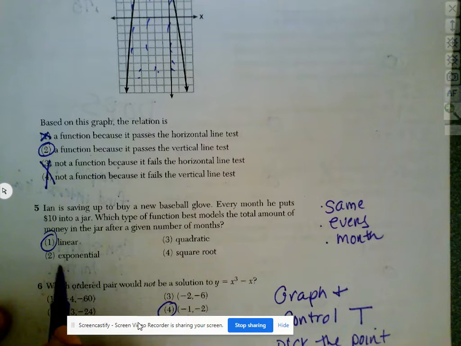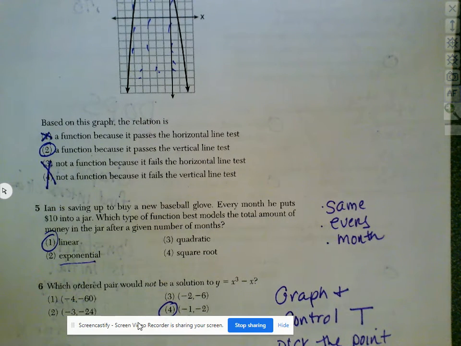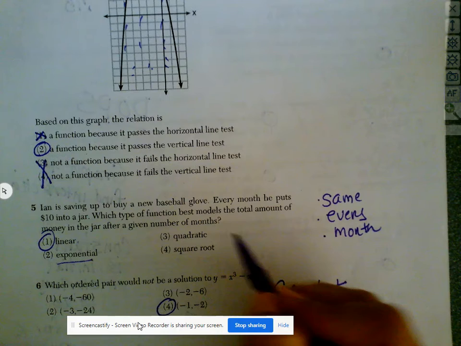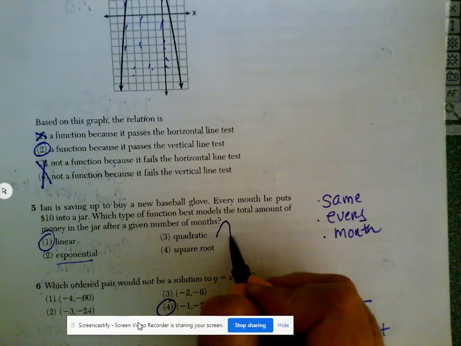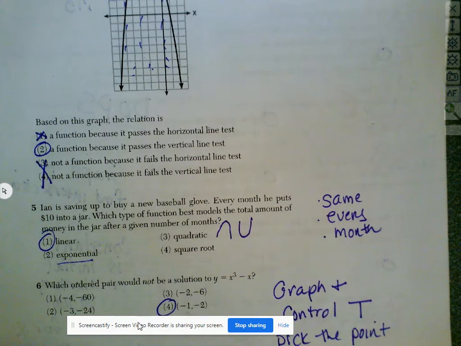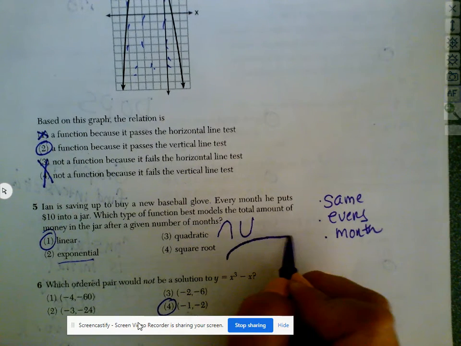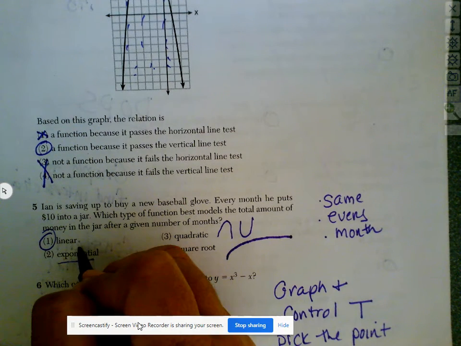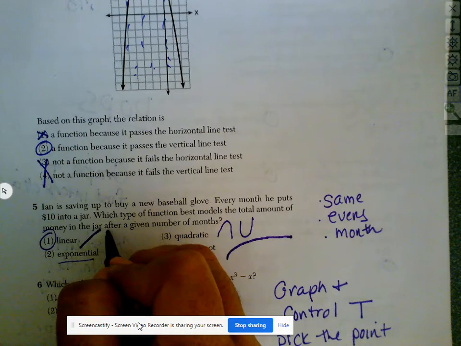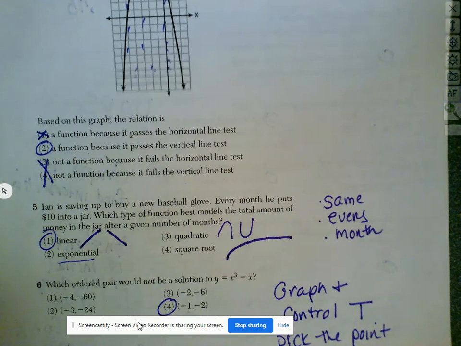Exponential change will get bigger or smaller at a higher rate. Quadratic will go up and then down, or down and then up. Square root will just kind of make a little curve like this. But linear will constantly increase or constantly decrease. So you have to think about it that way.